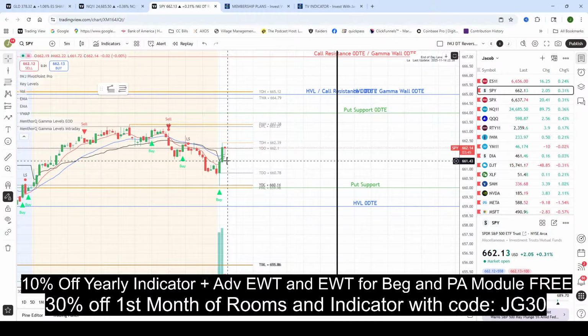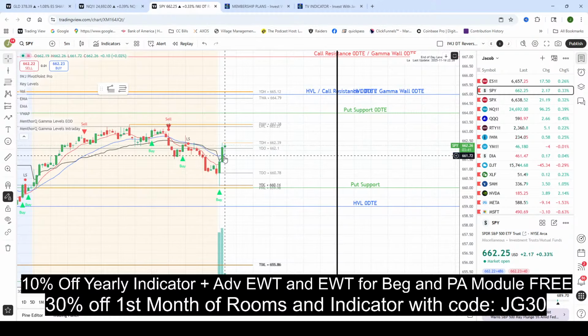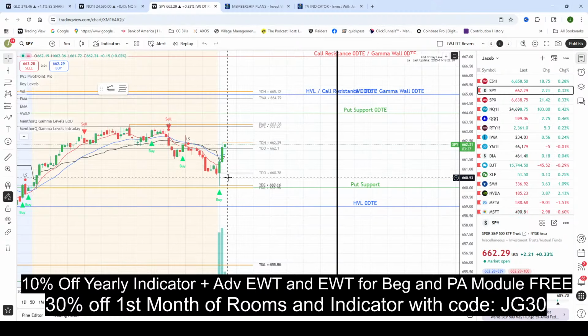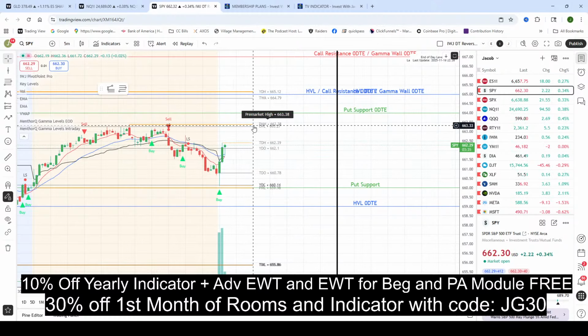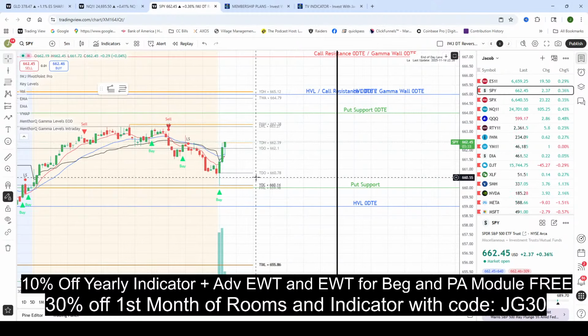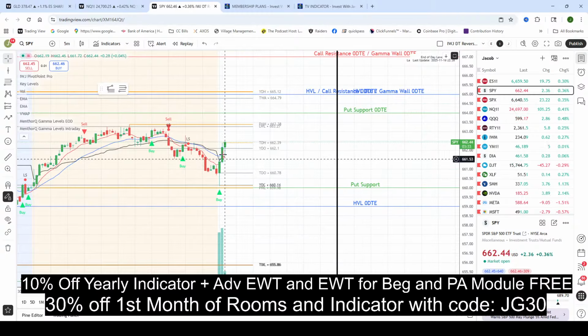Once that starts to curl up, you want to see them back test this zone, which we just saw, and then you want to see a new high here, and that'll lead to a squeeze toward this next high up here at the pre-market high. So perfect execution from the bulls: break over a zone, back test it, and push over it.